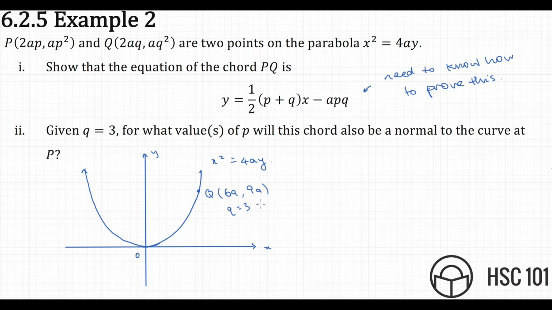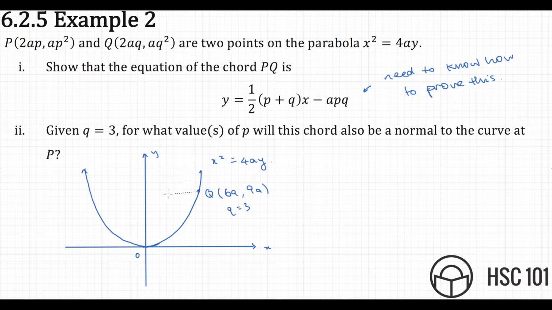You need to take note that when we fix the parameter q to be equal to some value, then my point Q is no longer just any point on the parabola, but a fixed point. It can no longer move. If that's the case, we've still got the point P (2ap, ap²), and we know that P can be anywhere it wants to be. No matter where P is, the moment I join P to Q, that's going to be the chord PQ. Now, I want to find values of p for which the chord PQ is also going to be a normal to the curve at the point P.